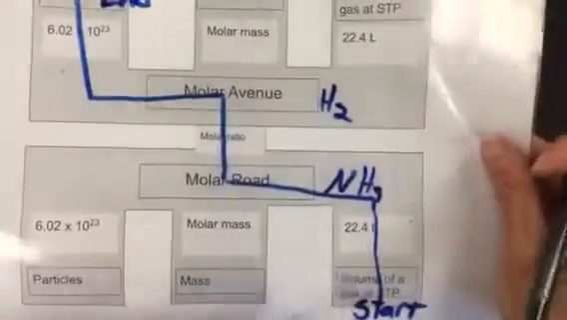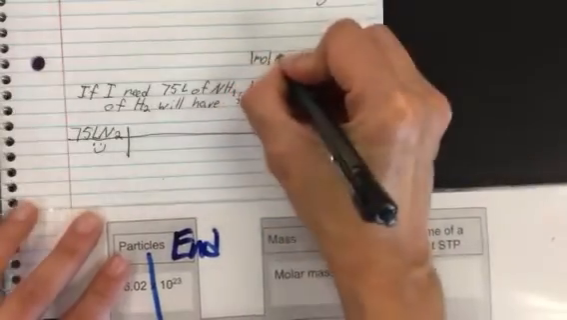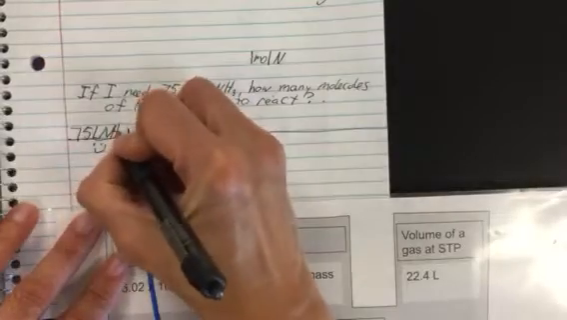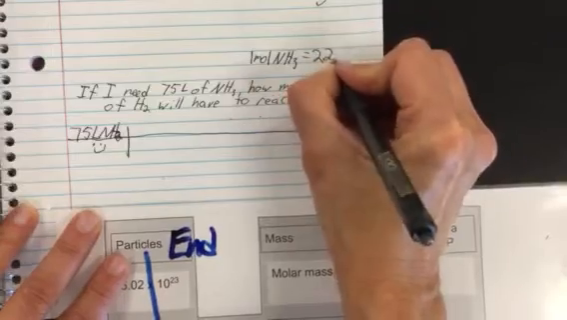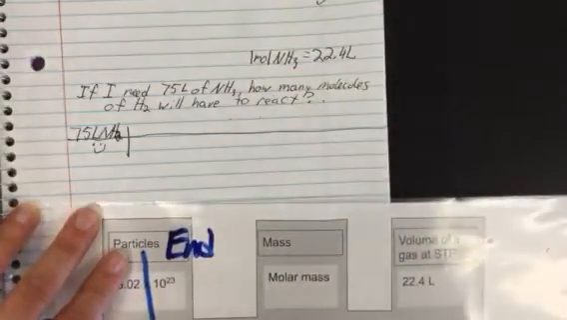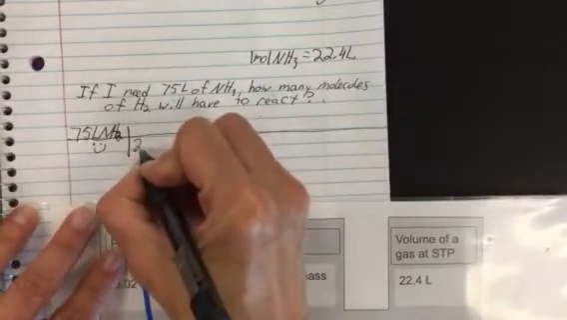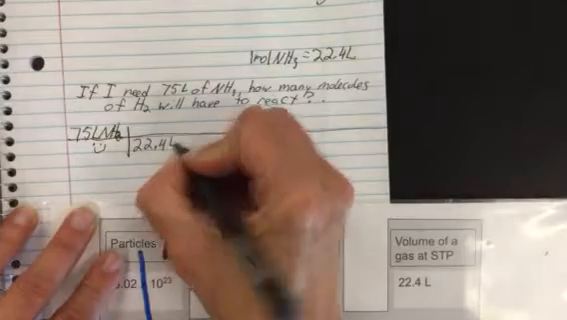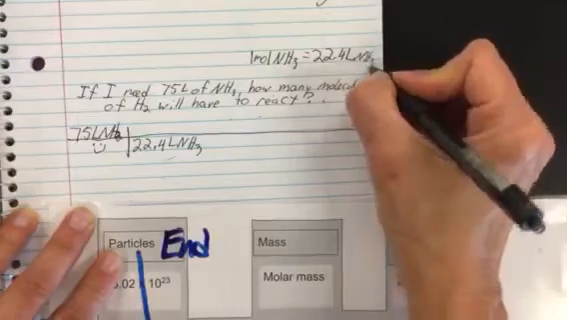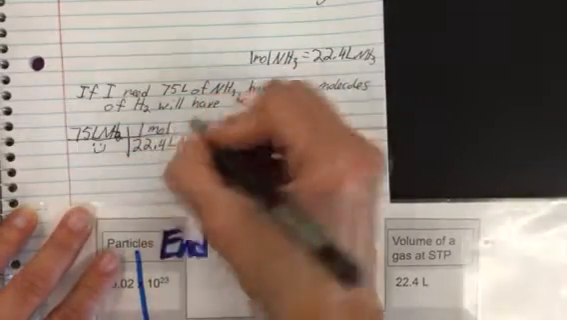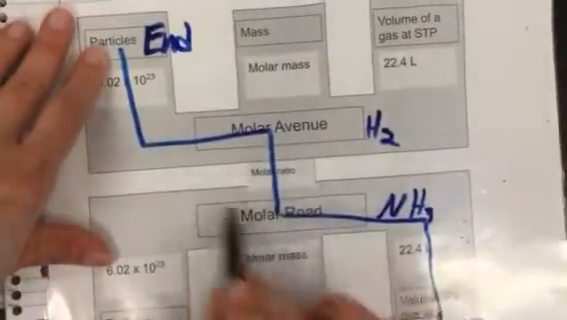Our first equality was 22.4, 1 mole NH3, sorry, was equal to 22.4 liters. I have liters here, we want liters here, 22.4 liters NH3 is equal to 1 mole NH3. My next equality was my molar ratio.